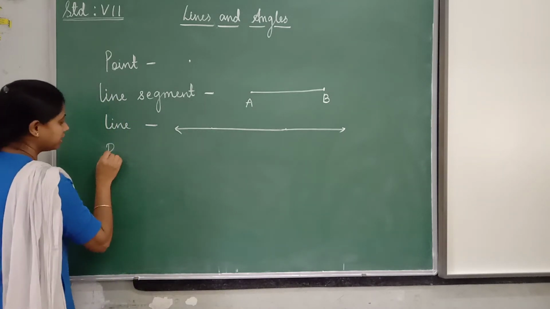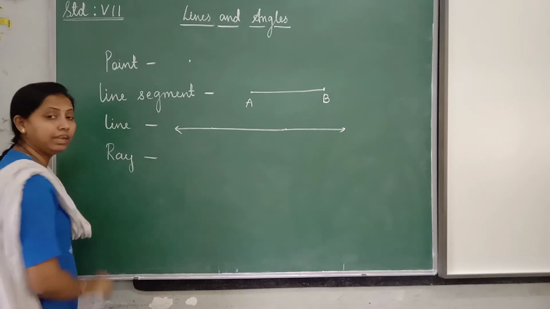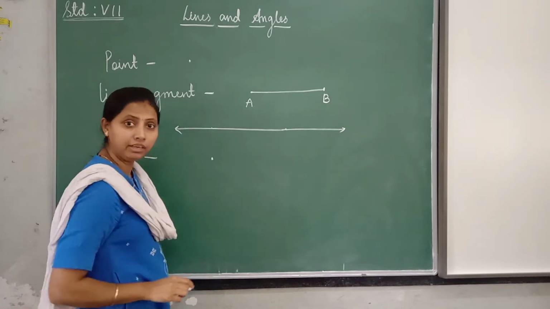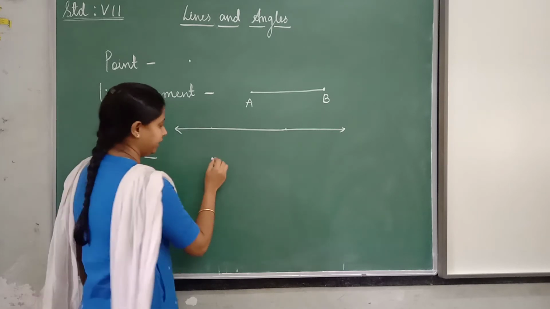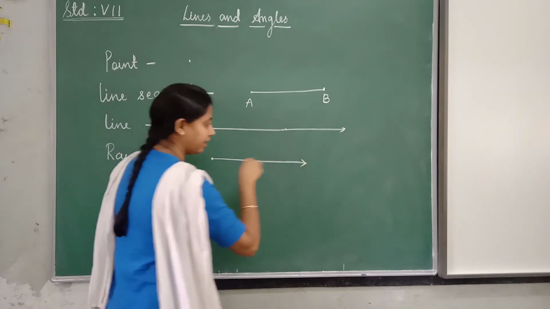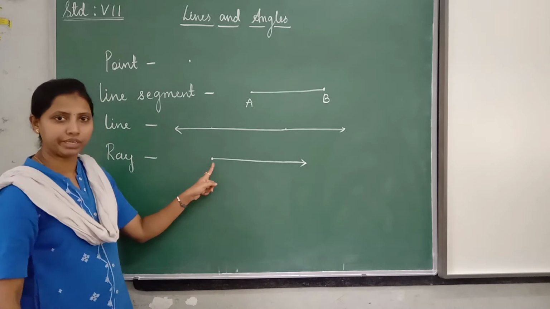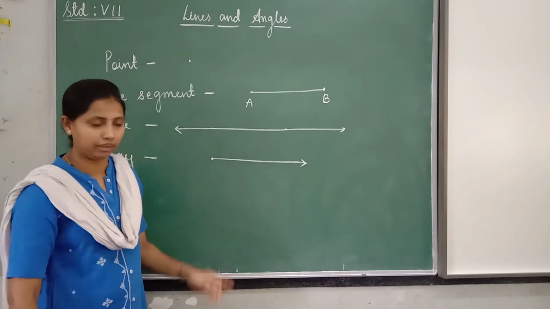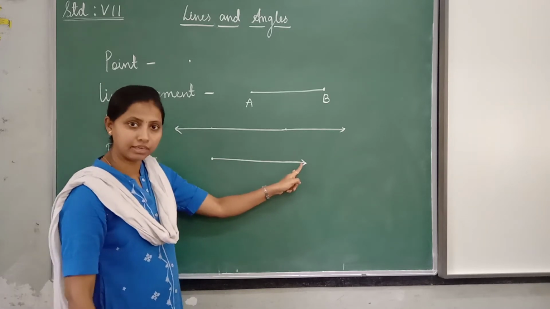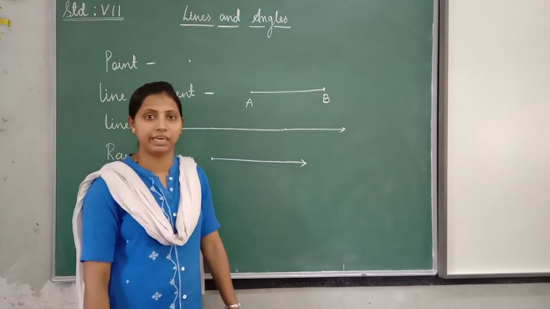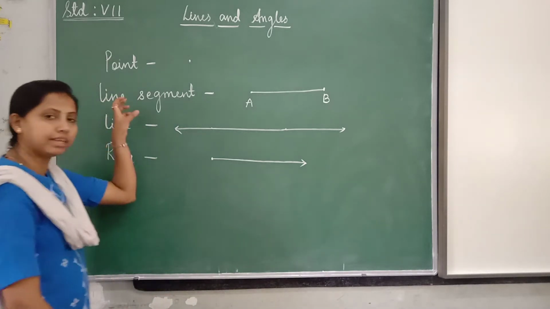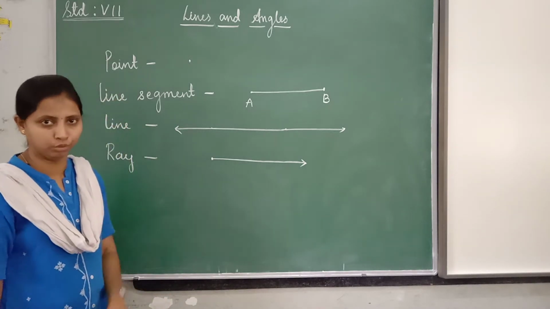Then next comes ray. What do you mean by ray, children? A ray means a line which has one end point, and on the other side it can be extended indefinitely. That is called a ray. Okay. So these are some of the basic things which you have to know.